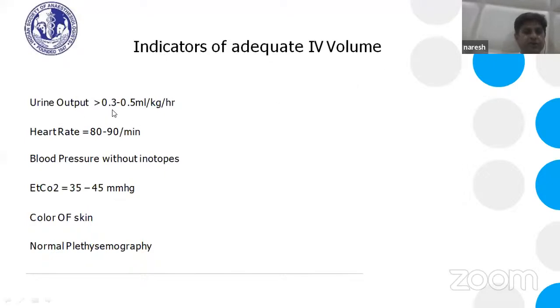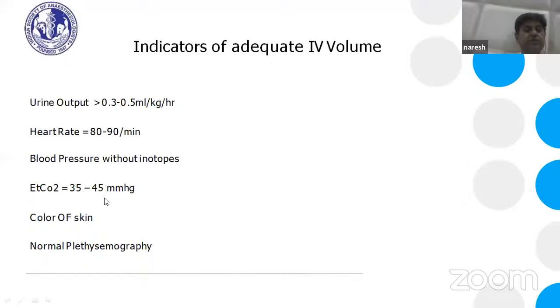Make sure urine output is 0.3 to 0.5 ml per kg per hour. Heart rate is 80 to 90. I wrote it thinking that a normal patient maintains this much preoperatively also, but try to maintain it at the preoperative level. Maintenance of blood pressure without inotropes.